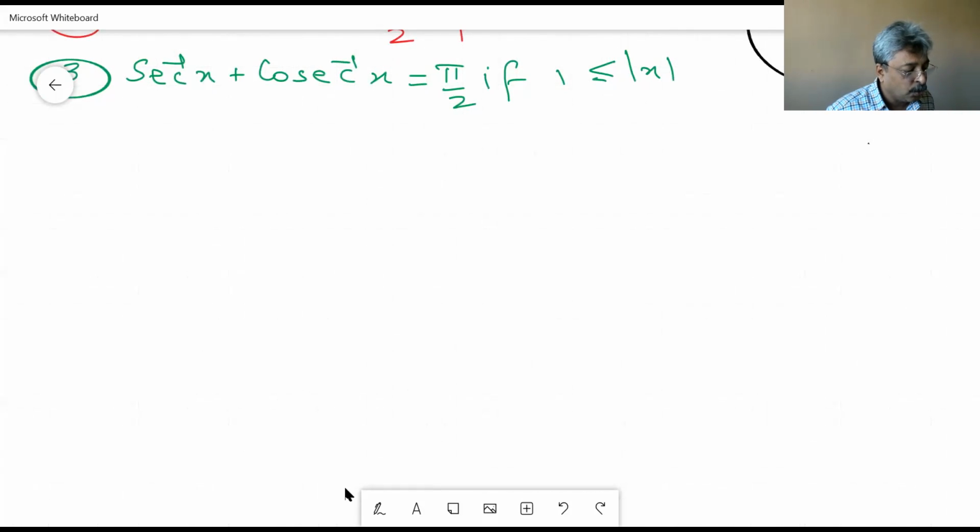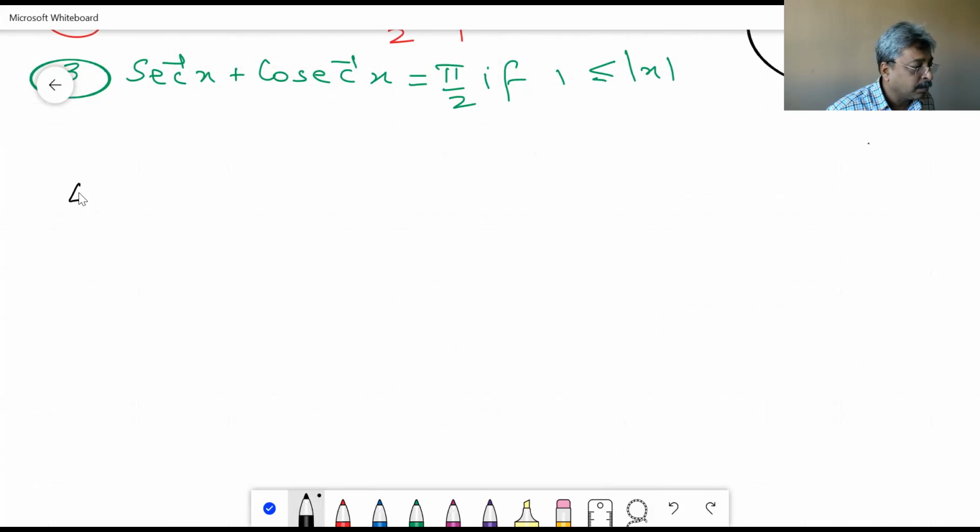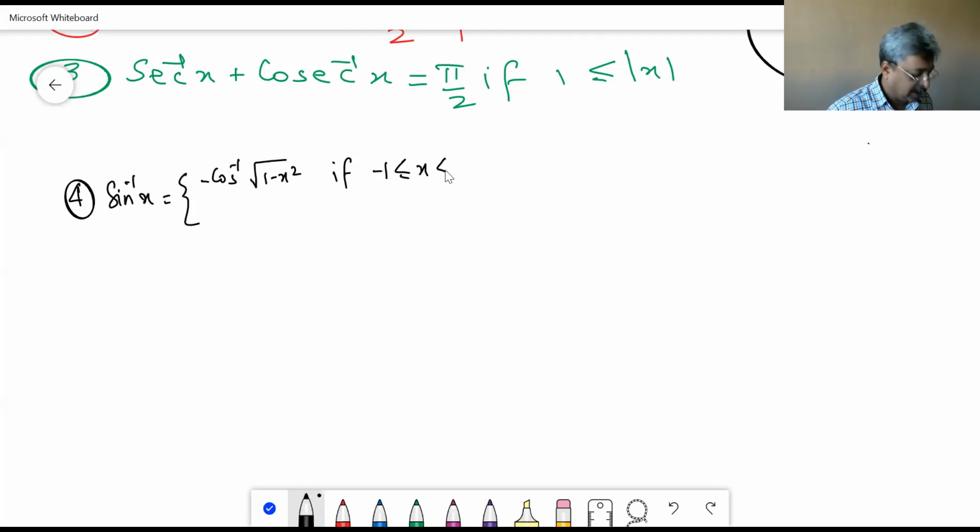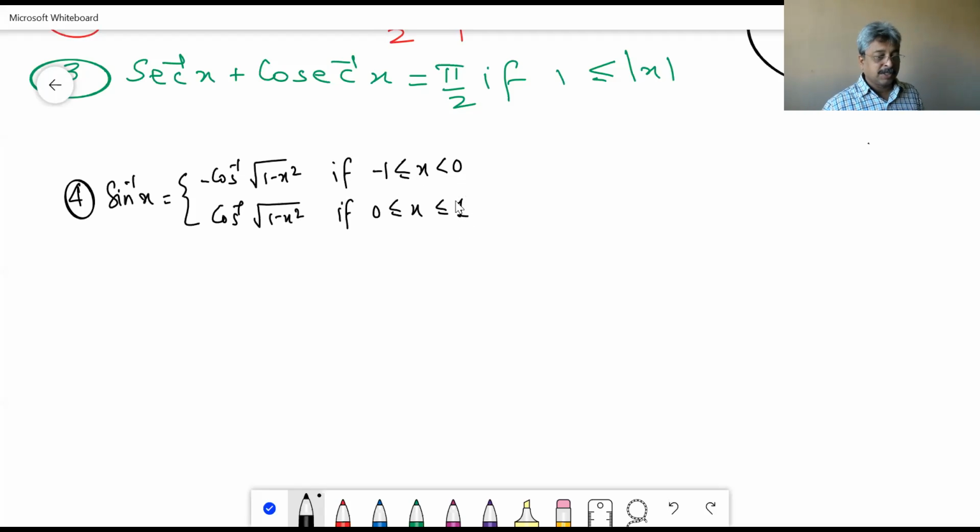Next problem number 4. Prove that sine inverse x is equal to minus cos inverse root of 1 minus x square if minus 1 is less than equal to x is less than 0, and cos inverse radical 1 minus x square if 0 is less than equal to x is less than equal to 1. I should not give you the answer, or let me give you the answer for the first problem. Okay, solve this.